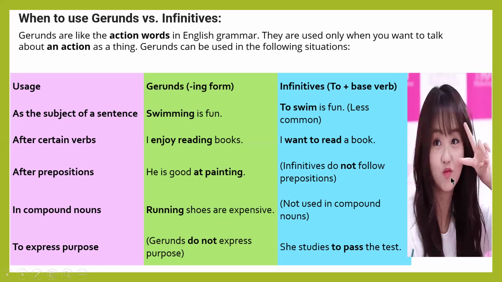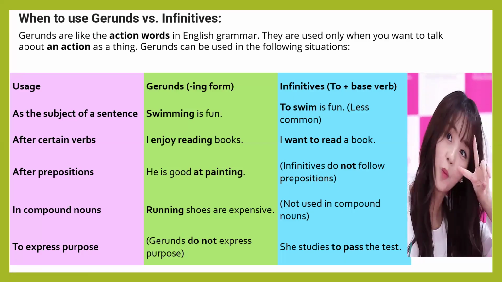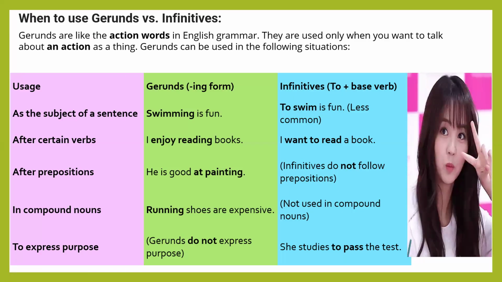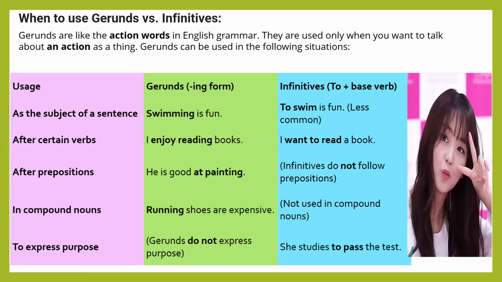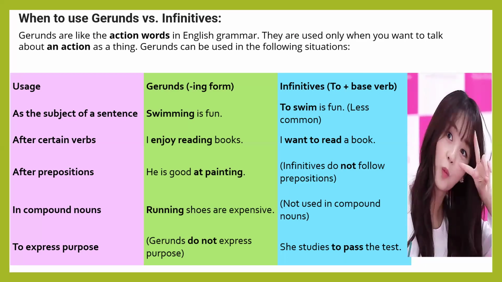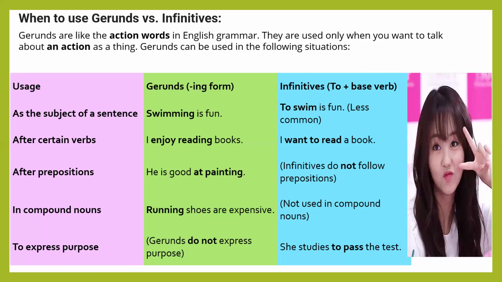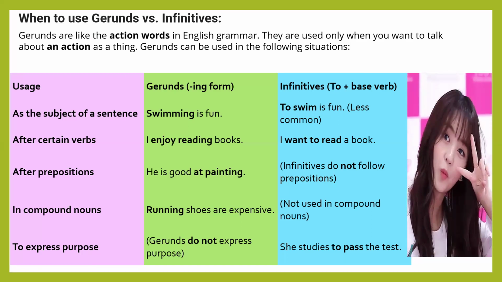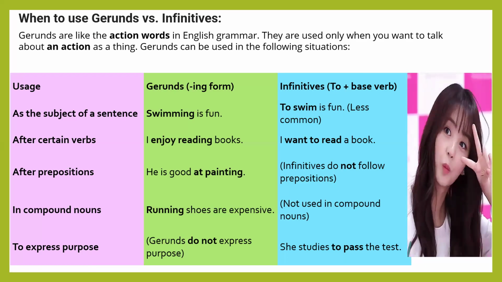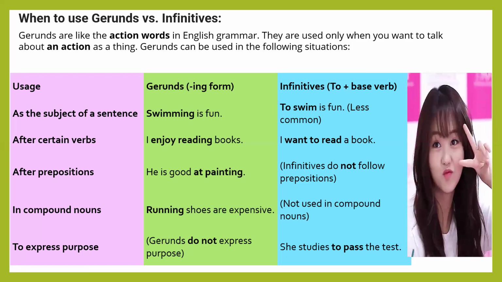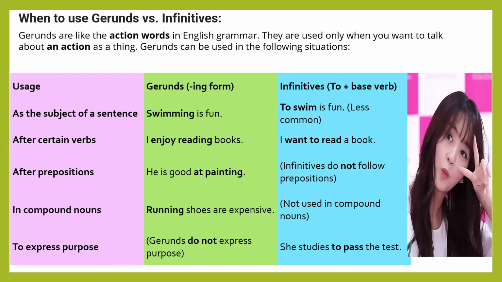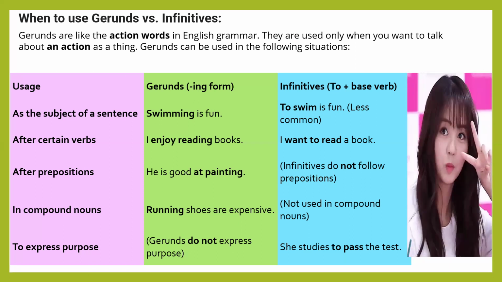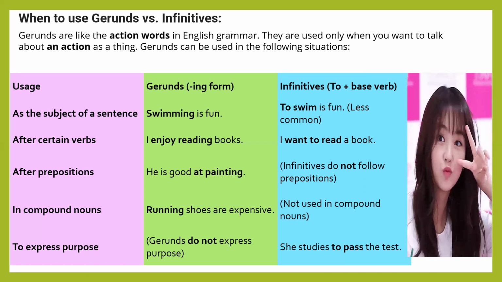As the subject of a sentence: swimming is fun. So swimming is a gerund as a subject. To swim is fun. To swim is an infinitive subject, less common. So if you use it as the subject of a sentence, try to use a gerund. Swimming is fun. No need to say to swim is fun. So swimming is fun is the correct one.